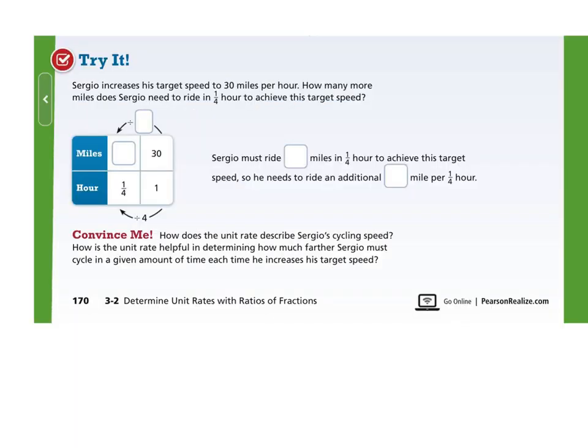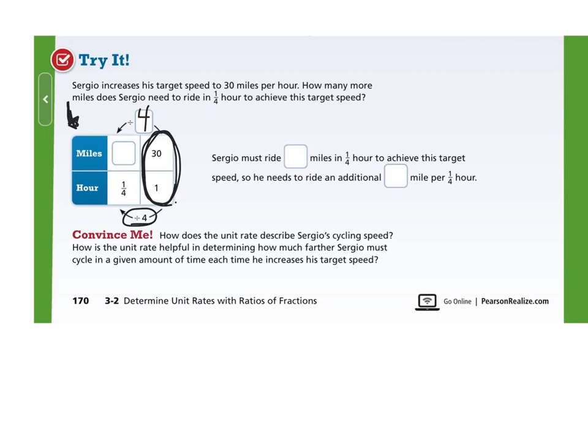All right, now let's take a look at the try-it. So Sergio increases his target speed to 30 miles an hour. In other words, that's how fast he wants to go now. How many more miles does Sergio need to ride in 1/4 of an hour to achieve this target speed? And you can see here that they have drawn a table to try and guide us in this work. So what we're trying to do here is to see how we can hit this target speed of 30 miles in 1 hour by working backwards. So if I divide by 4 to get back from 1 hour to the 1/4 of an hour, then I also need to divide by 4 in the numerator number.